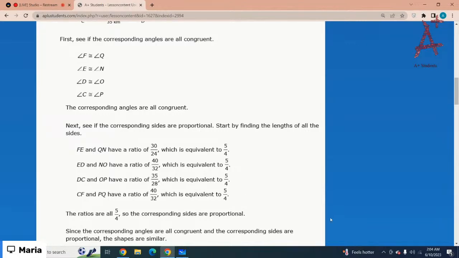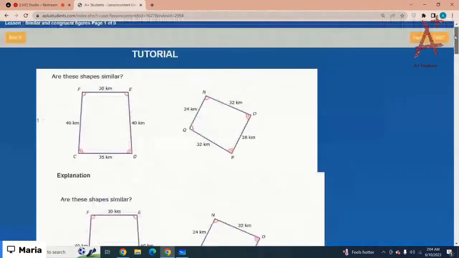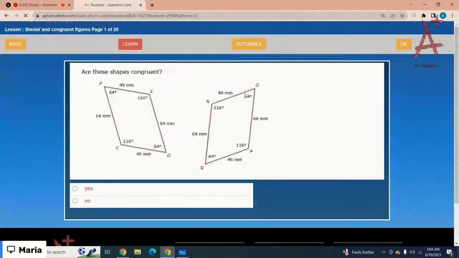Okay, let's just start with the practice questions. Let's start with the first one. Okay, are these shapes congruent? So you have to rotate the shape to see if they are congruent. Got it? If you flip this shape, then angle F is congruent to angle O. This is 64. This is also 64. Angle E is 116 and angle N is 116. Basically, they are congruent angles. Got it? So angle C is then congruent to angle P and angle D is congruent to angle Q.